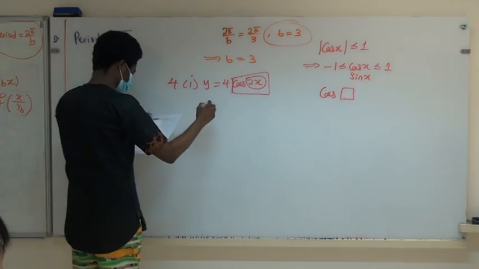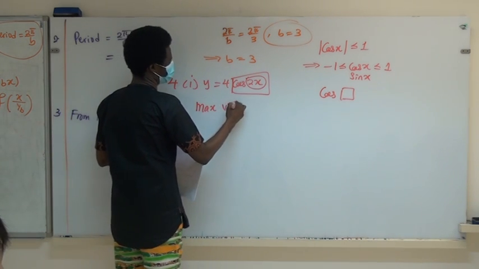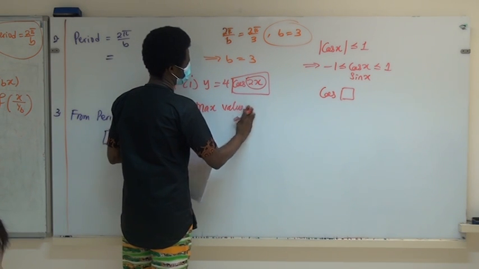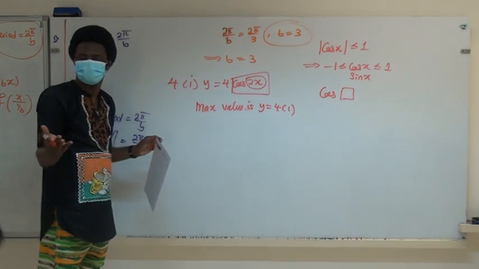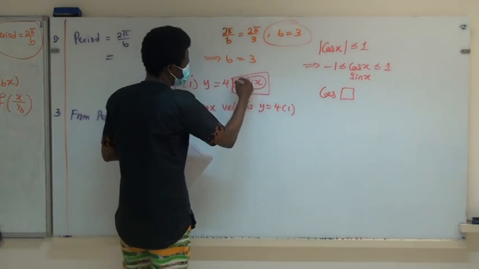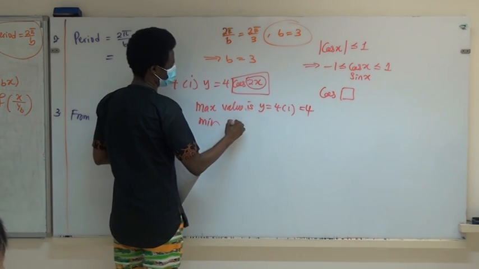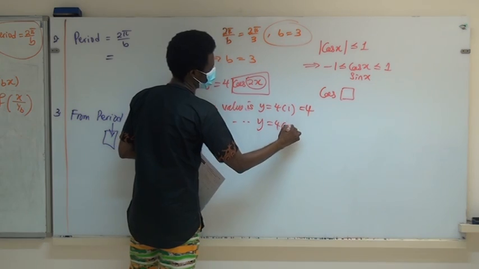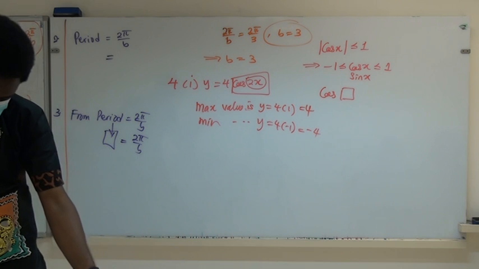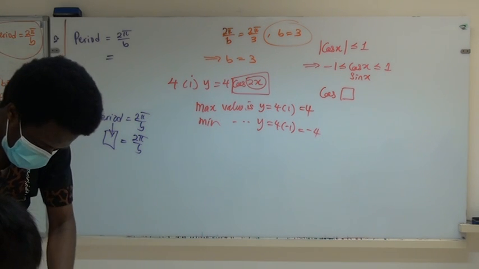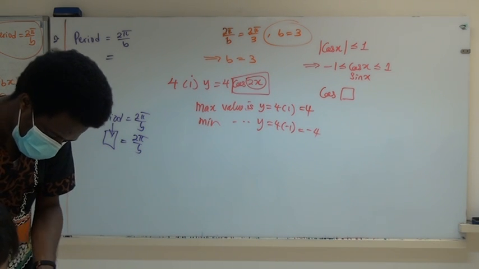So the first question is find the maximum value. Maximum value is y equals 4 times 1. That's all. Because all this must be 1. 4, sorry. The minimum value is y equals 4 times negative 1. That's all. For this question, if you plot in 1, it's going to get -6, but if you plot in -1, it will get 0. So which one is the answer?